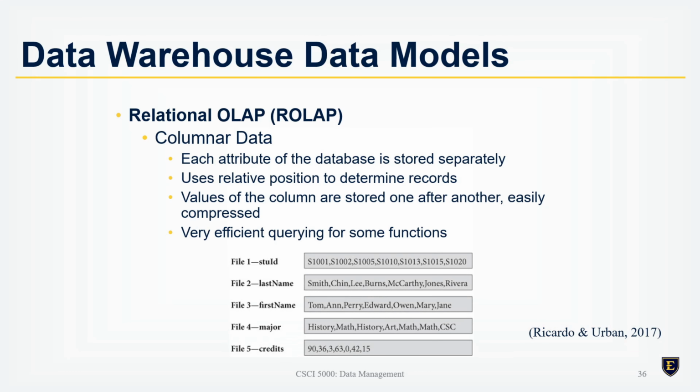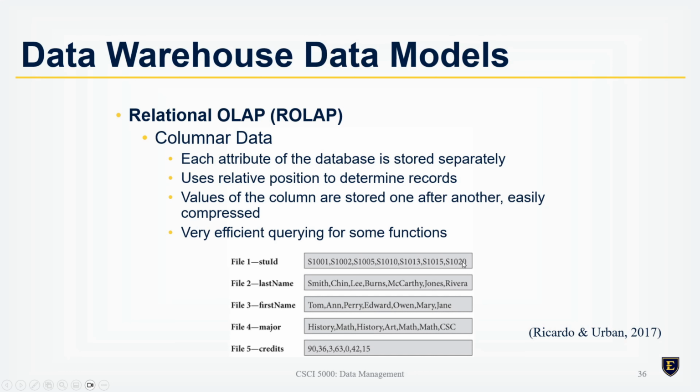So here's an example. Let's call it a file, because it's really a column. The column file has student IDs in it. The first record has student ID 1001, the second record has 1002, and so forth, all the way to 1020.